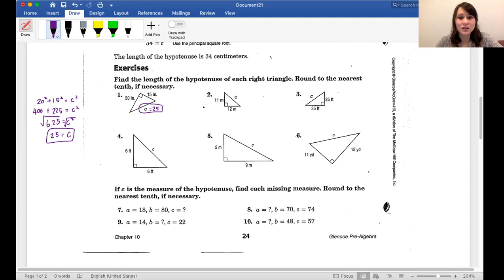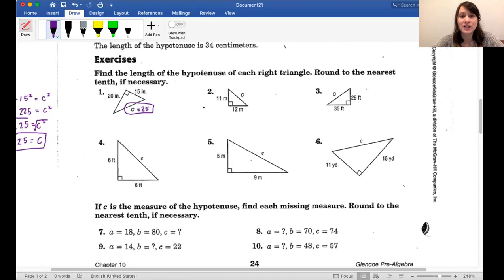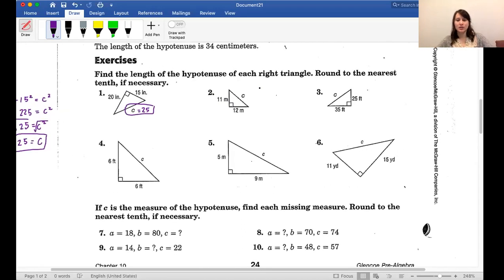Number 2, now we might see some decimals. So if we see a decimal, we're just gonna round it to the nearest tenth. Now I'm gonna write this up here. I hope I have room. So 11 squared plus 12 squared equals C squared. So 11 squared is 121, 12 squared is 144. So we have 121 plus 144 equals C squared. Add them up, you get 265.